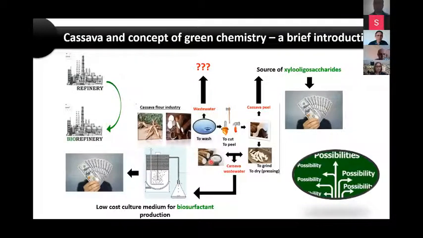So basically, our project is to try to transform or change a refinery into a biorefinery by using cassava peels to produce xylooligosaccharides, which are high added value compounds, and also biosurfactants, which are also high added value compounds. In this case, we are using cassava water as a low-cost culture medium. So there are plenty of possibilities to apply these residues. I'm going to show you just two of them.